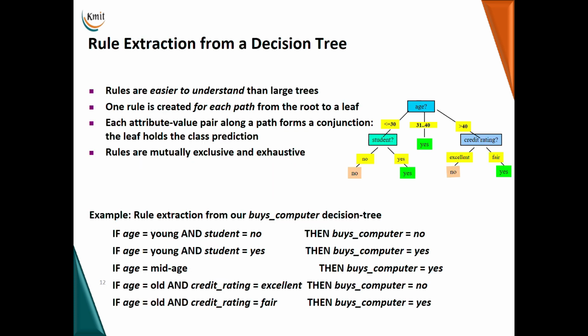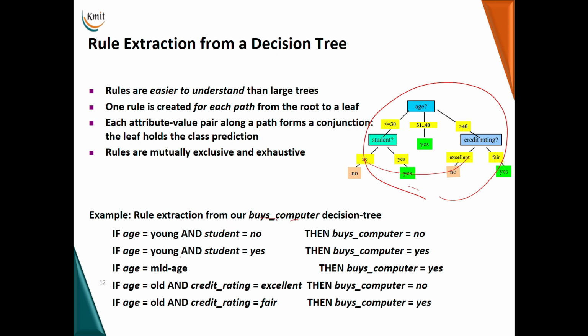Now, rule extraction from a decision tree. How are you extracting it? You can see a simple example. Age less than or equal to 30, 31 to 40 and greater than 40. Is a student? Yes. Credit rating. You have some decision tree here. Now I need to write rules for this decision tree. So how am I going to write?